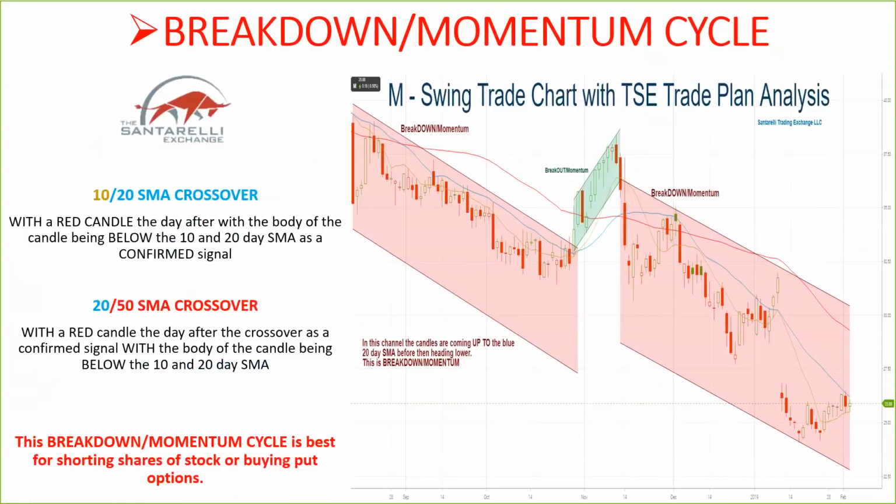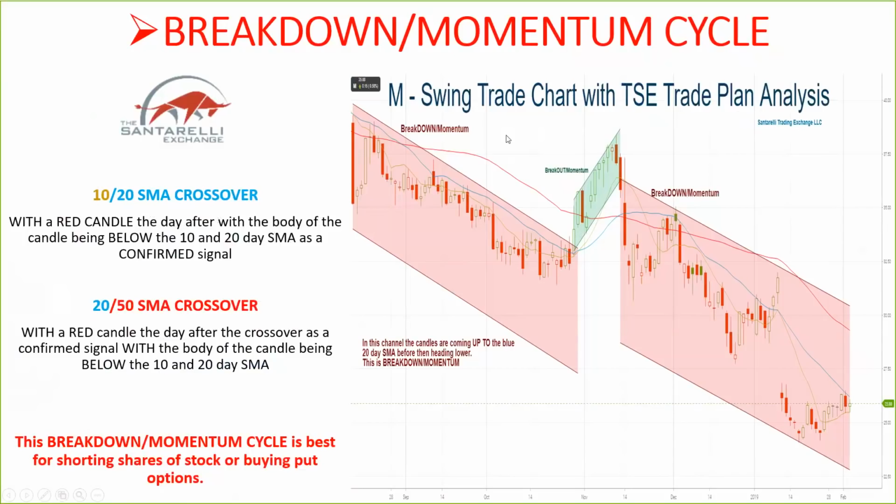Our second cycle is the breakdown momentum cycle. Now, this happens when you have the 10-day cross below the 20-day SMA. So when you have the 10-20 SMA crossover, like you see right here, the 10 crossing below the 20 SMA, and we were heading lower, that's confirmed with a red candle the day after. That's your confirmed signal for puts, or for put spreads, or for shorting shares of stock.